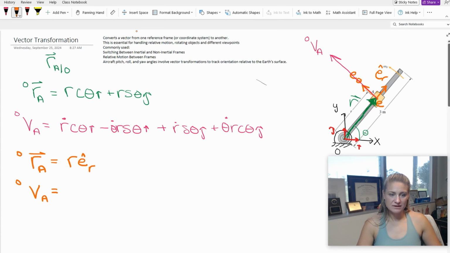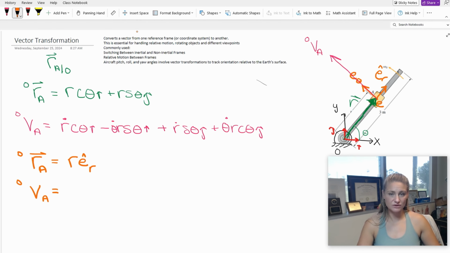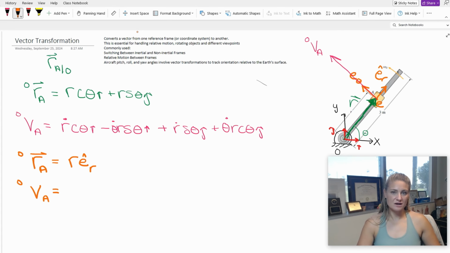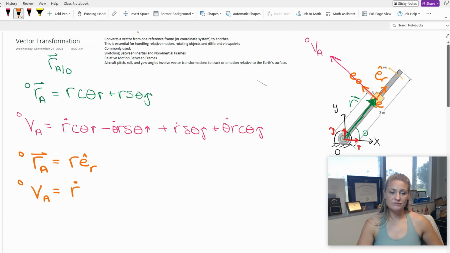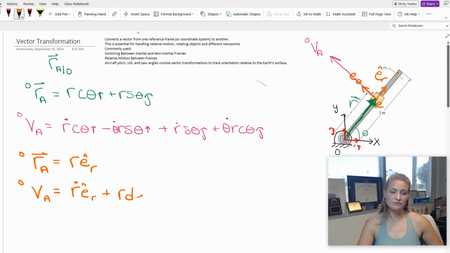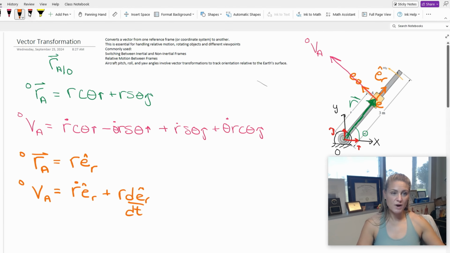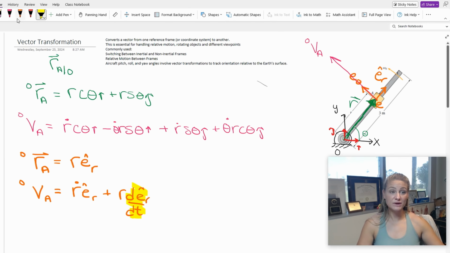R is a variable and e_r is also a variable. Up here, the I and J are not variables, they're constant, and they're constant because they're on the inertial reference frame. e_r is on a rotating frame, so it's not going to be a constant, it's going to be a variable. That means that I'm going to have two variables here, so I'm going to need the product rule again. So I'm going to say the derivative of the first times the second plus the first times the derivative of the second.